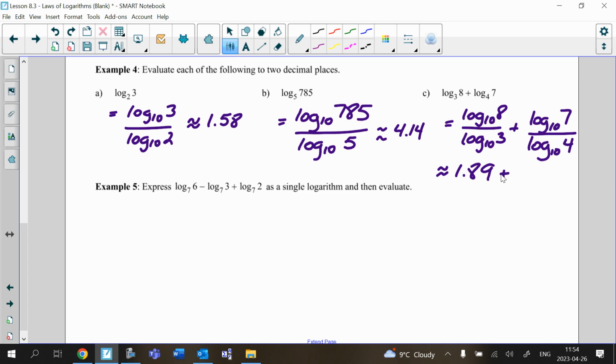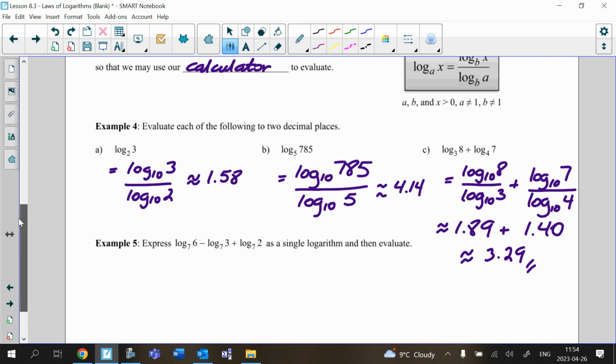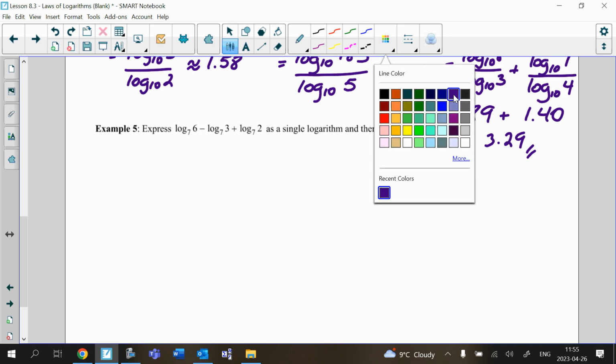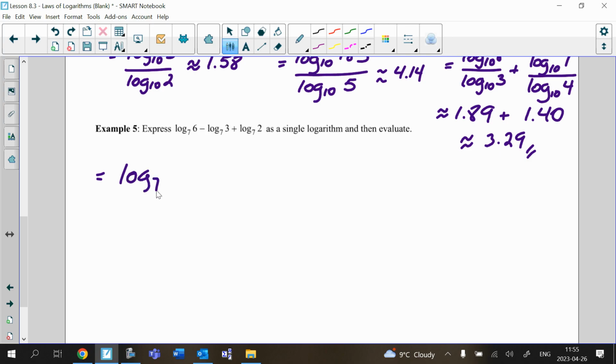Okay, final one. Well, all the bases are the same, so I could combine these into a single log. So it's going to be log base 7. This is positive, so the 6 goes up top. This is positive, so I'm multiplying by 2 up top. This is negative in front, so I'm dividing by 3. So I get log base 7 of 12 divided by 3, which is 4. 7 to the what is 4? I can't do that in my head. So this is where we've got to use the change of base, where we go log 4 divided by log 7, and we will get our approximate answer.